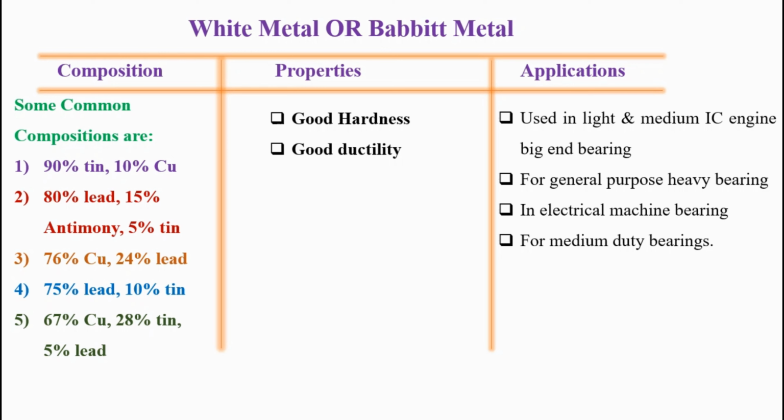So guys, we have seen aluminum and its alloys, and again we have seen the bearing materials. In this way we have completed our unit number 4, that is non-ferrous metals and alloys, in which we have seen copper and its alloys, then aluminum and its alloys, and then the bearing material.